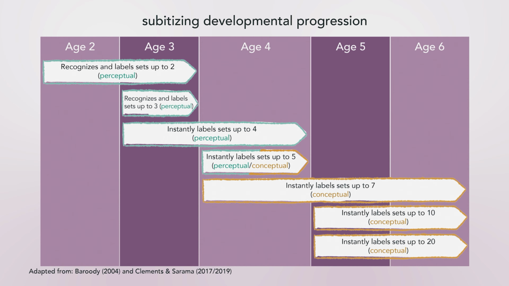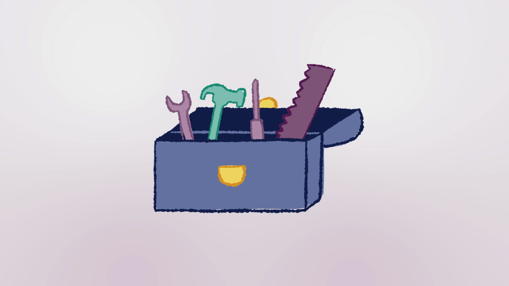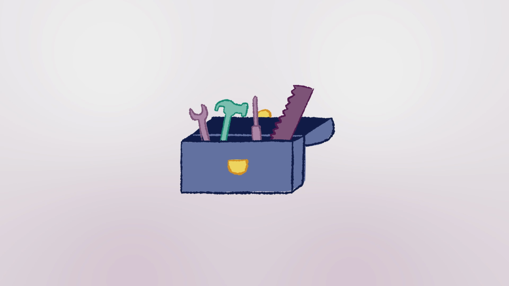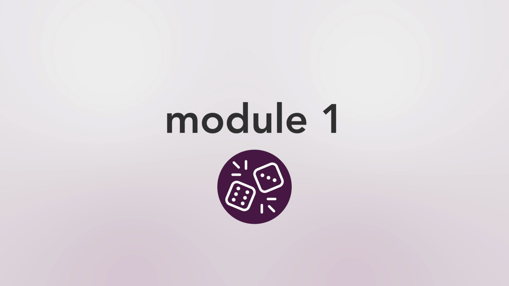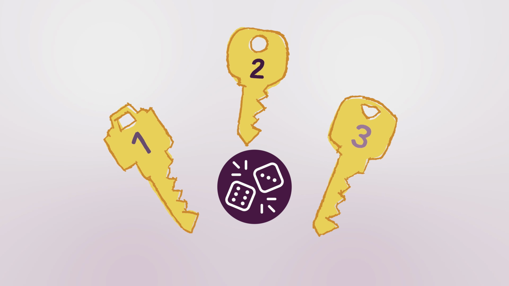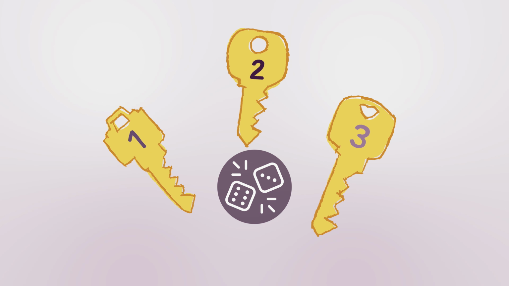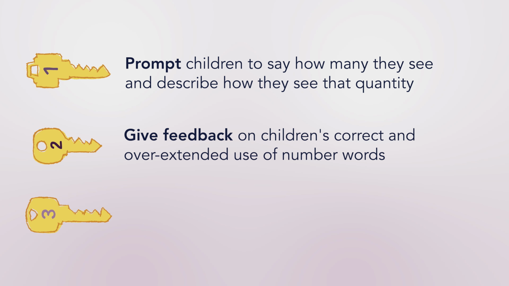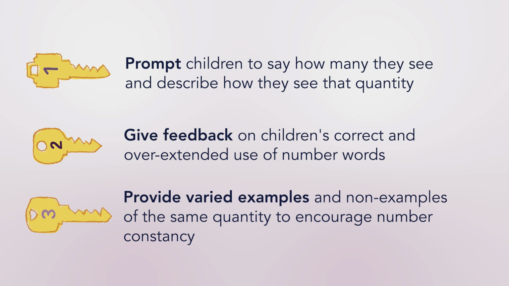For each module in this toolkit, we provide a small set of teaching practices that specifically address the math topic. In this case, Module 1 presents 3 key instructional practices that support subitizing. Prompt children to say how many they see and describe how they see that quantity. Give feedback on children's correct and overextended use of number words. Provide varied examples and non-examples of the same quantity to encourage number constancy.